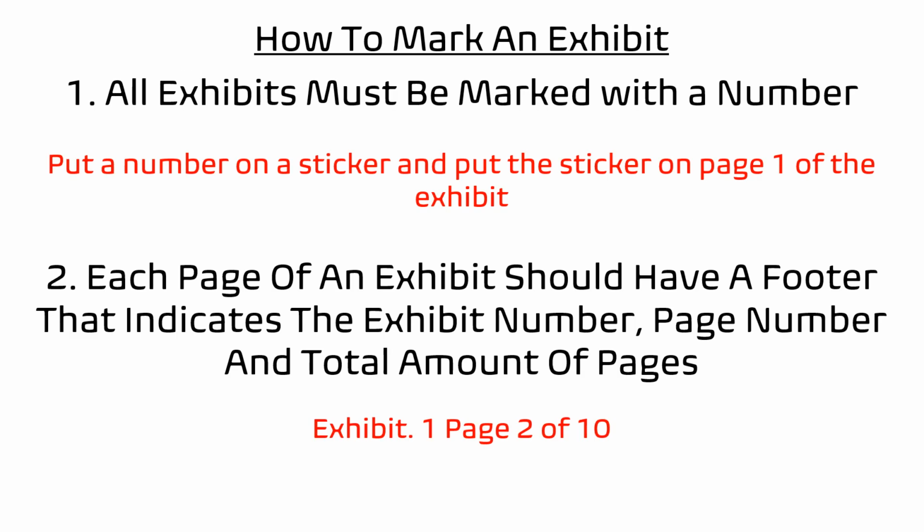To mark an exhibit, there are two things you need to do. You need to number it, and you need to put a footer on it so that the reader can tell what exhibit number it is, how many pages are in the exhibit, and what page they're looking at. To number the exhibit, you put a number on a sticker, and you put the sticker on page 1 of the exhibit, and then you're done. The footer goes on all the pages.